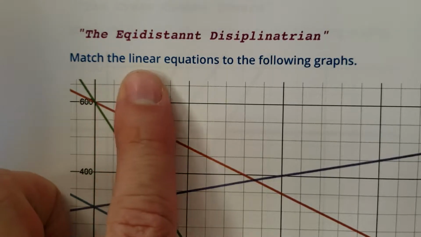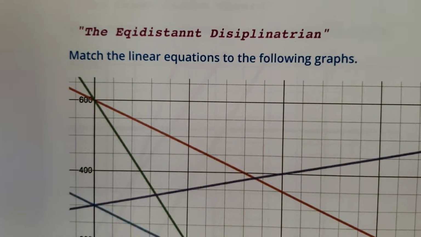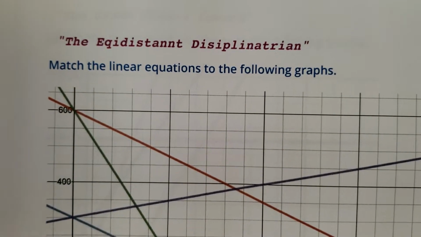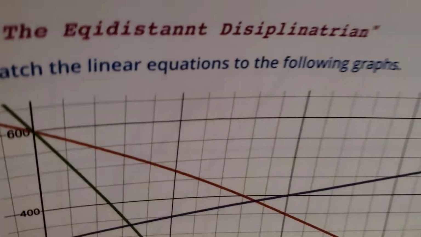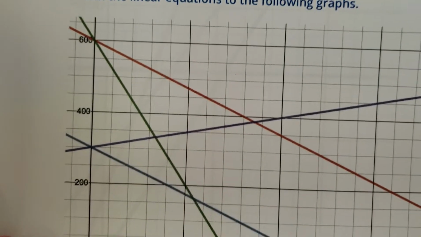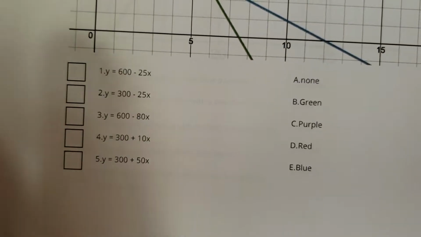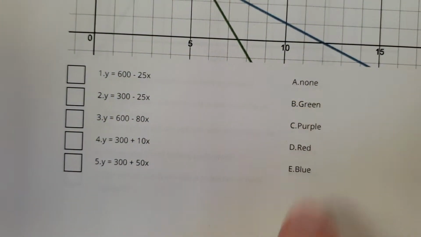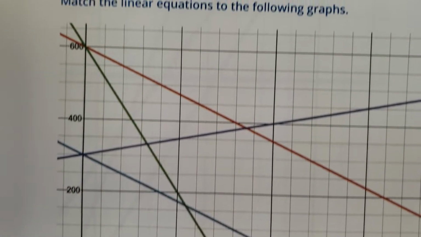Match the linear equations to the following graphs. Or match the graphs to the equations, whatever. It's all the same. We have 4 graphs and 5 equations, and one of them is a none. Oh, so mean.